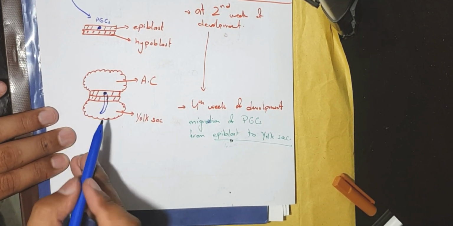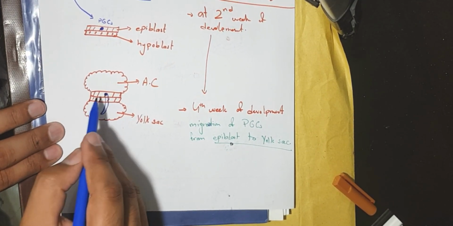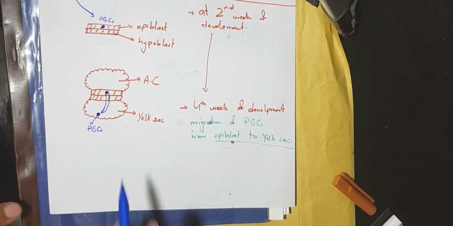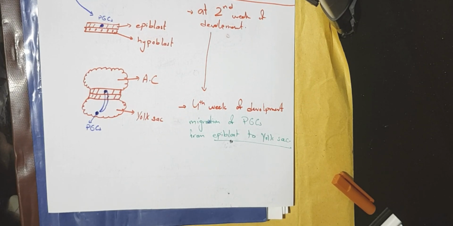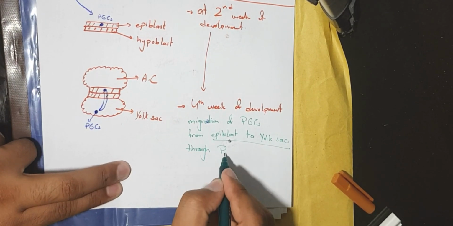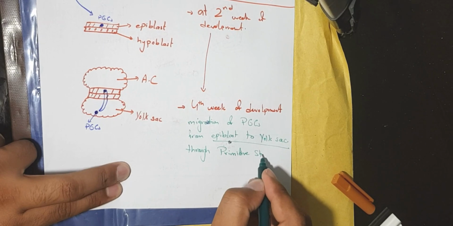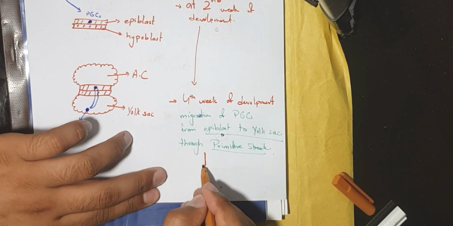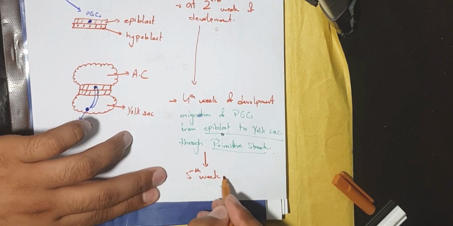These primordial germ cells migrate along this structure, which is known as the primitive streak. Now the primordial germ cells have arrived at the yolk sac, and this is through the primitive streak. This is a pathway which provides a path for the migration of the primordial germ cells. So this was in the fourth week.